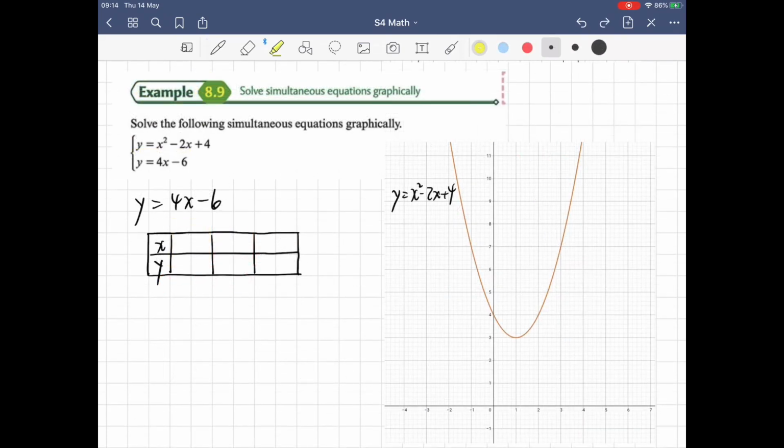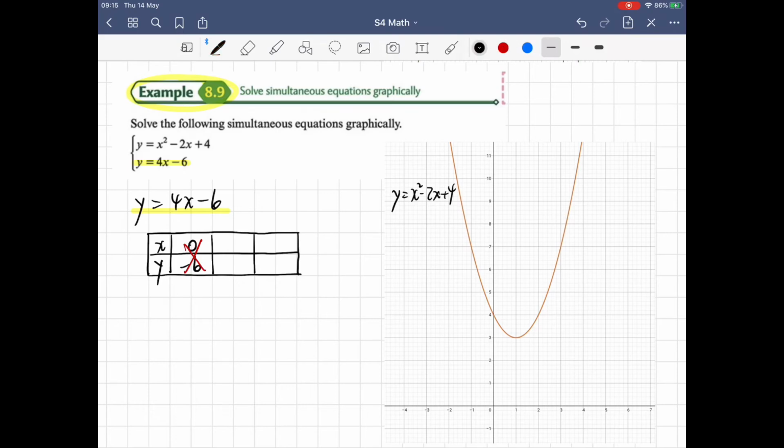Then let's take a look at one more example, that is example 8.9. So in this question, we have to draw the straight line y equals 4x minus 6. Okay, so again, we first substitute x equal to 0, and we can get the answer of y equals negative 6. So as you can see, for this point, (0, -6), it is not available for us to draw on the graph. Okay, so we won't use it.